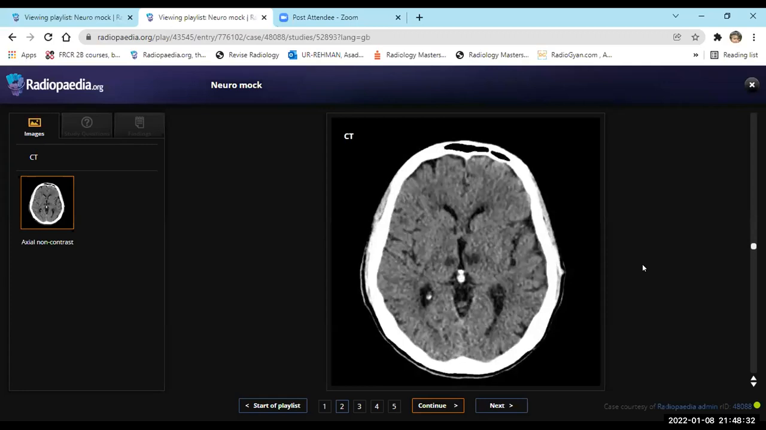The gross abnormalities: bilateral mammillary body hypoattenuation. These findings could be due to metabolic disease. Okay. Any other differential? It could be due to infarction in the posterior thalamostriate artery.